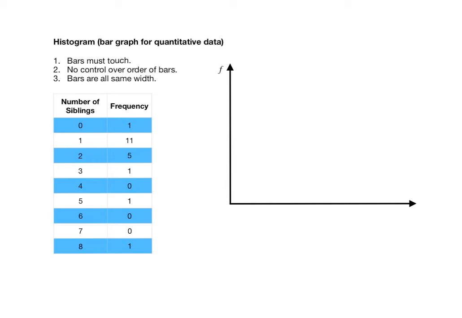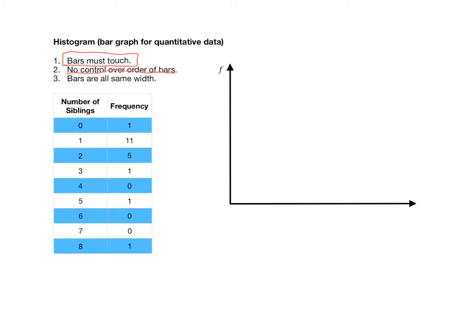Now, there are a couple of different rules with a histogram as compared to a Pareto chart. With a histogram, the bars must touch for consecutive non-zero frequency classes. You'll see what I mean with that in a minute. But the bars do touch with a histogram, whereas they don't with a Pareto graph. With number 2, you have no control over the order of the bars. With the Pareto graph, we specifically put the highest frequency data to the lowest frequency data, so the bars went from tallest to shortest. You have no control over that here because of the order relation on the set of numbers. And then also, just like with a Pareto graph, bars are all the same width.